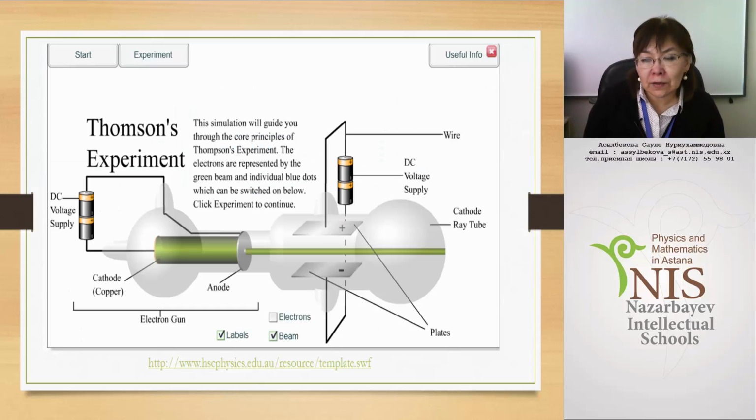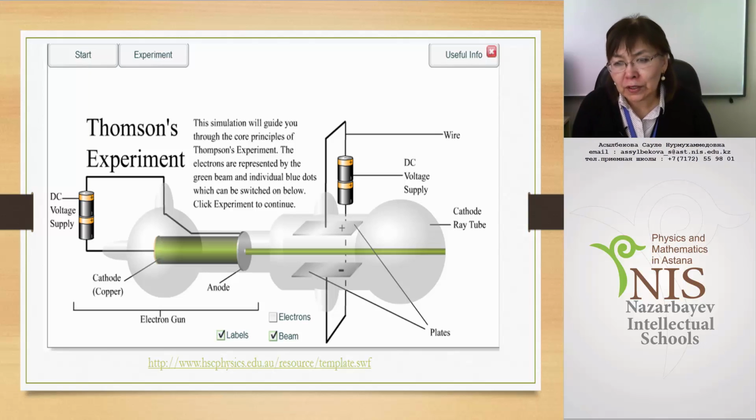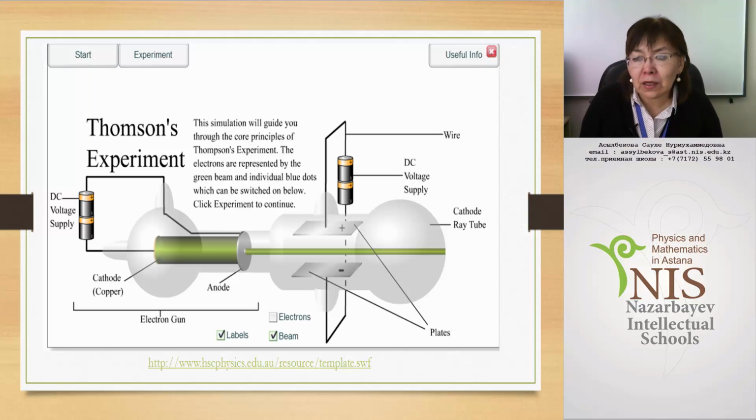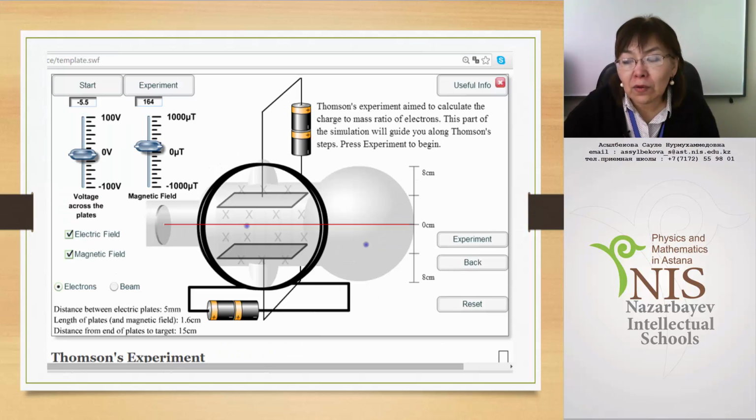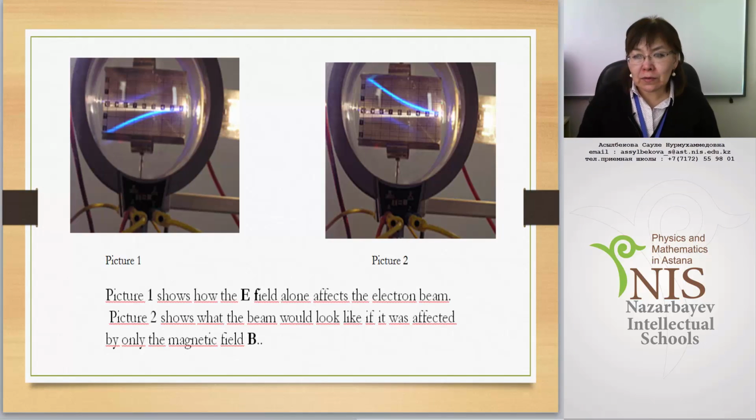For better understanding of this experiment, you may also use a simulation, also available on the internet, called Thomson experiment. You can study the structure of the tube used by Thomson. You can also try to change the voltage, the magnetic field, and the electric field. If you now follow the steps of Thomson and balance the two forces, electric and magnetic, you can find the ratio of charge and mass.